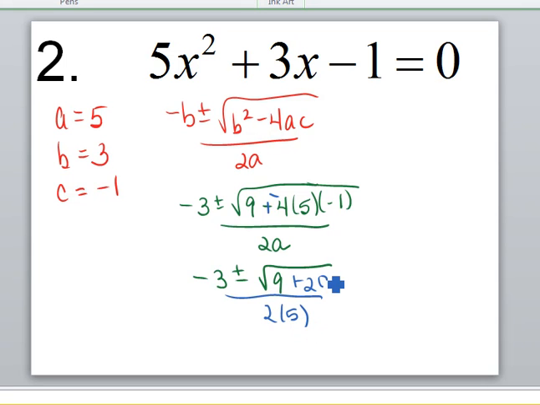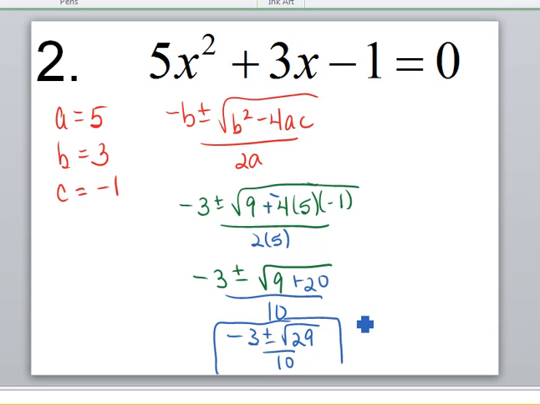And actually, let's jump back up here for a second and just change that. And I'll change this one as well. So I'll change this to be 10, and then this was 2 times 5. I just didn't plug in the 5. Alright, so what I end up getting is -3 plus or minus the square root of 29 over 10. This is the final answer because the square root of 29 cannot be broken down. So I've got two answers: -3 plus the square root of 29 over 10, and -3 minus the square root of 29 over 10. These would be two decimal answers, but we don't need to figure out the decimal answer.